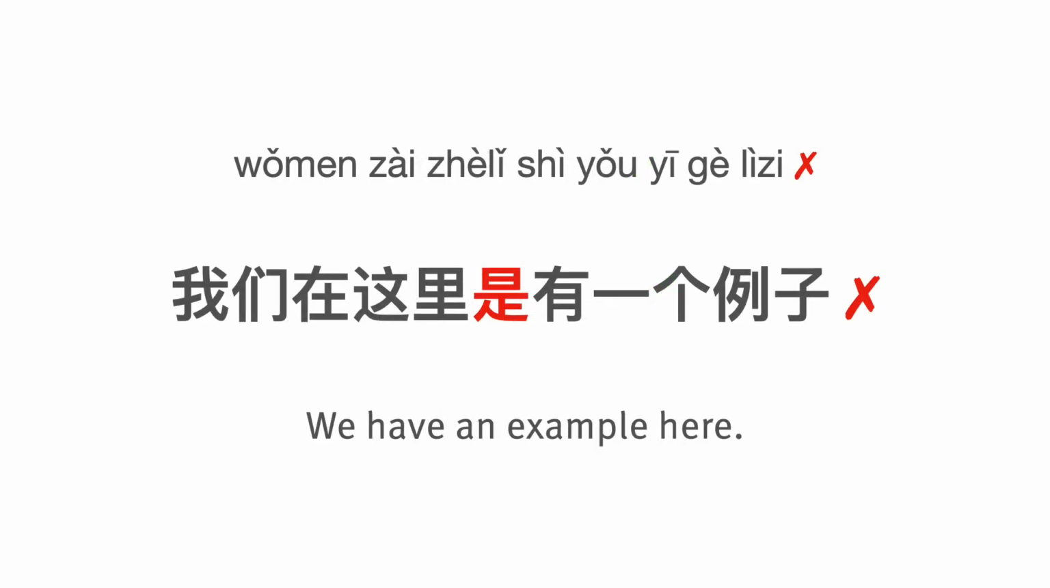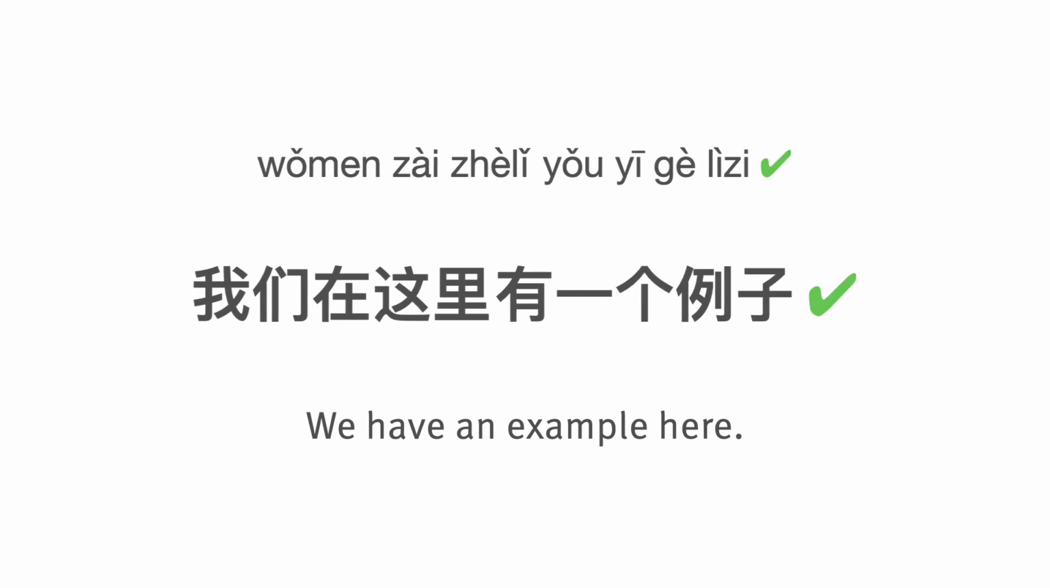Another example. Do not say 我们在这里是有一个例子. 有, meaning to have, is a verb, so we should not use 是 before 有. Instead, just say 我们在这里有一个例子.